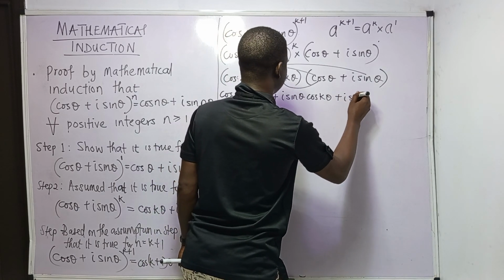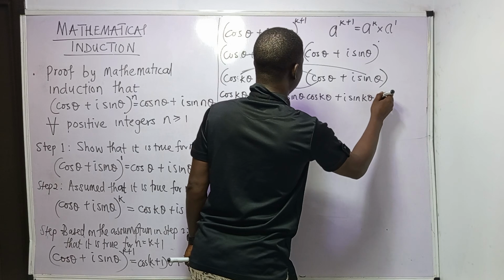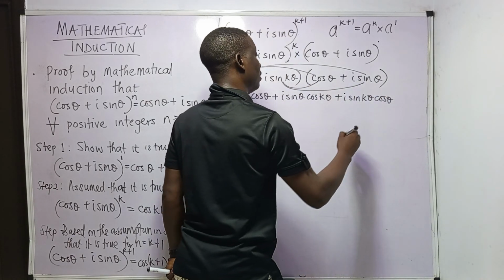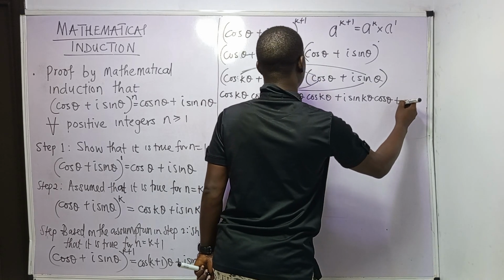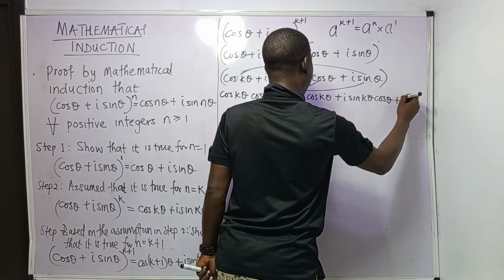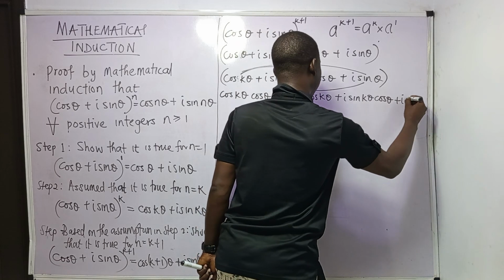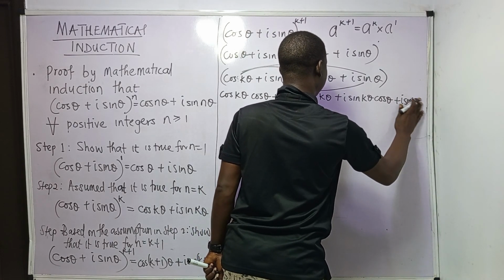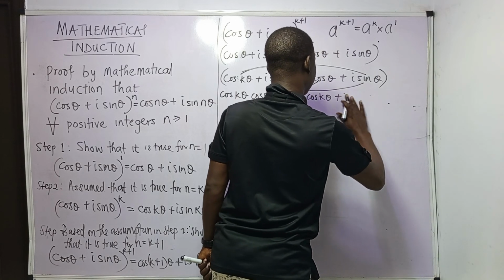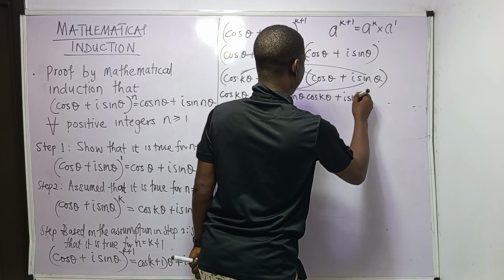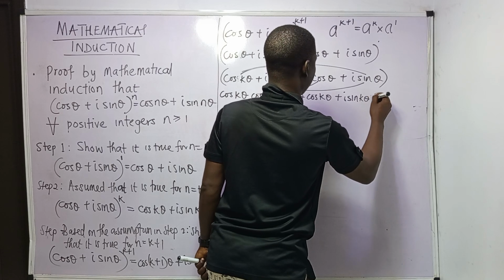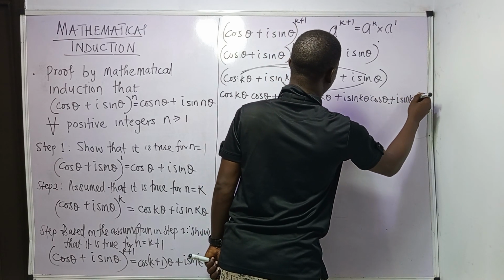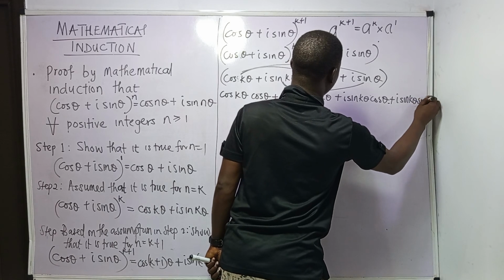Plus i sin kθ cos θ. Then we multiply the last one, we're going to have what? Plus i sin kθ sin θ.